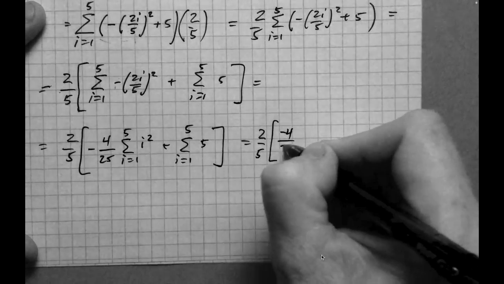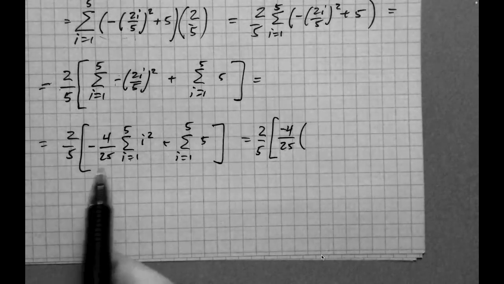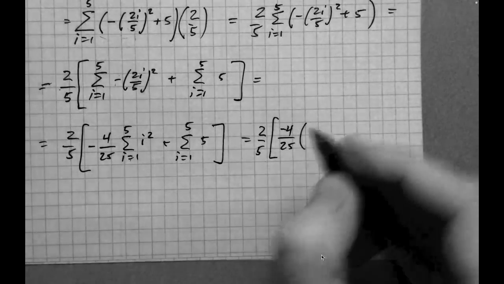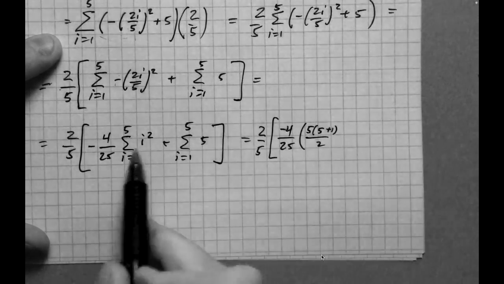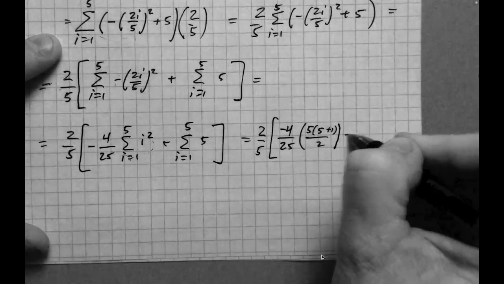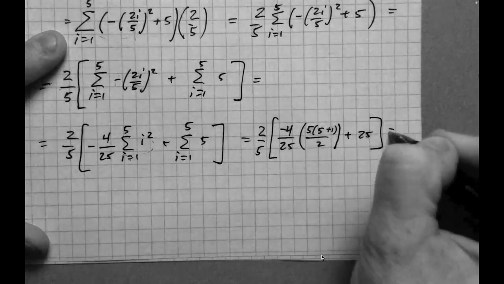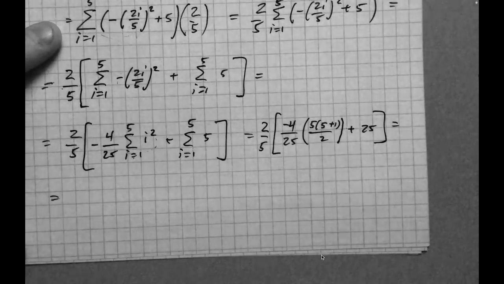Negative 4 over 25, and then what is this? If we recall, this was n plus 1 over 2, correct? Yep. So this would be 5 plus 1 over 2. That's this one. And then plus what? Well, 5 times 5, plus 25. Now everything is just a number.